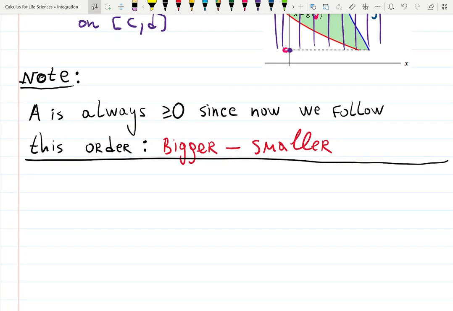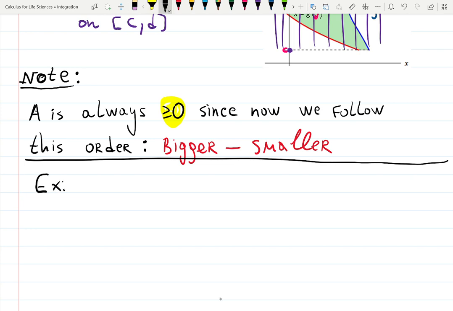We always go from bigger minus smaller idea. Whatever is on the top is bigger than whatever is on the bottom, whatever is on the right bigger than whatever is on the left, and area should be positive. If you got negative area, probably you messed up. It's still area. So a question for you.